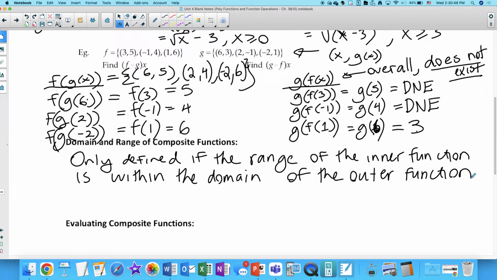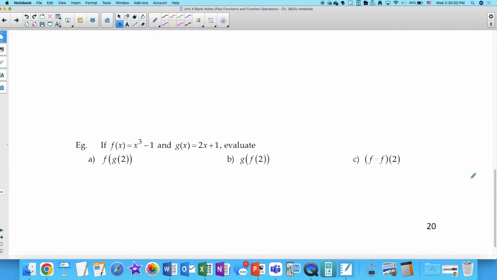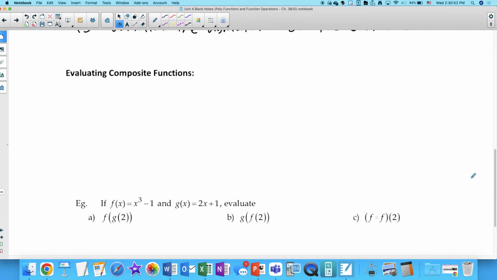All right, evaluating composite functions. So there's two ways to evaluate these composite functions, and now we're not going to be talking about this weird situation where we have two discrete functions that have nothing to do with x. They're just a set of points. There's no equation involved. We're talking about how do we evaluate them when there is an equation involved.